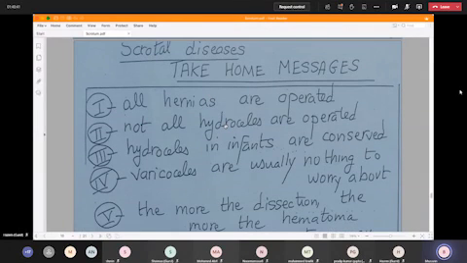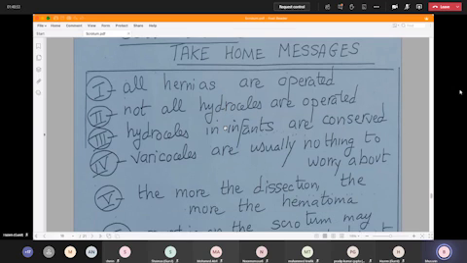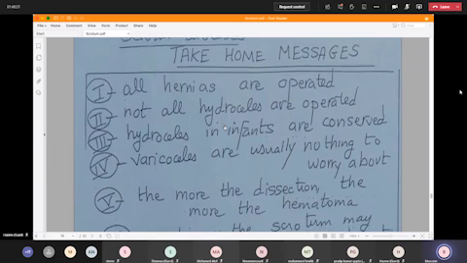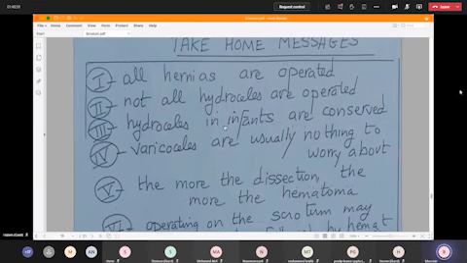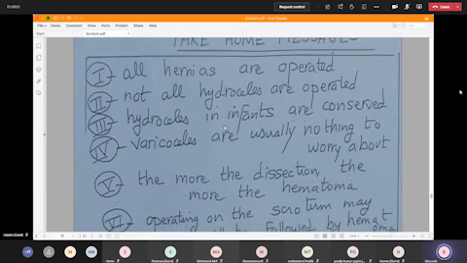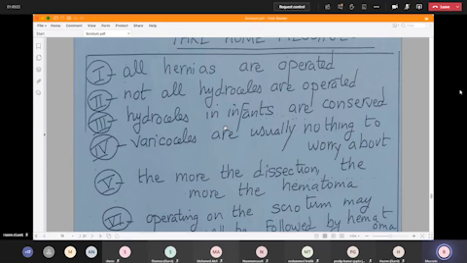All hernias are operated. You're well aware of that. An umbilical hernia in an infant is an exception. In general, all hernias are operated. Not all hydroceles are operated. I hope that you appreciate that hydroceles are not operated unless they're big. Hydroceles in infants are managed conservatively. Varicoceles are usually nothing to worry about. The more the dissection, the more the hematoma. We said all this. Operating on the scrotum.